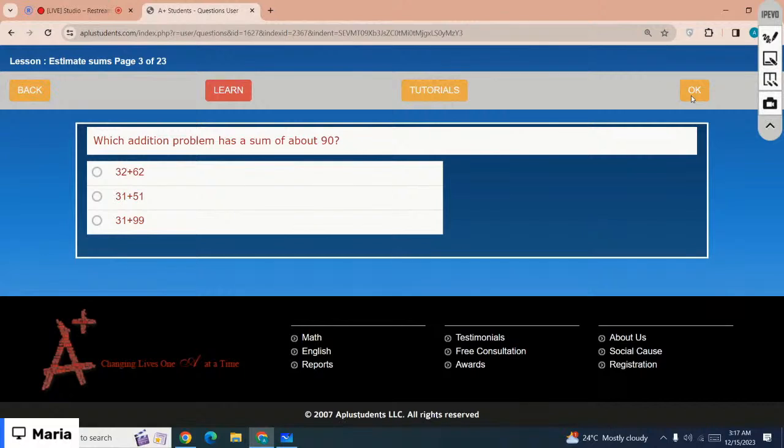What addition problem has a sum of about 90? Which is the correct option? Okay, which addition problem? Yes, the correct option is 32 plus 62. Option number 1 is the correct option. When you round them off and add them, their sum must be 90, right?